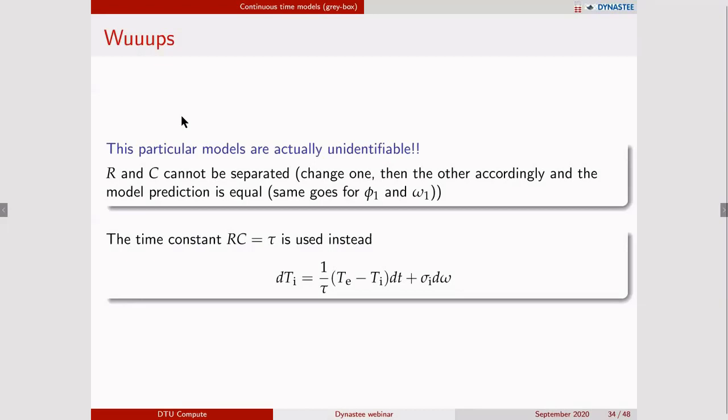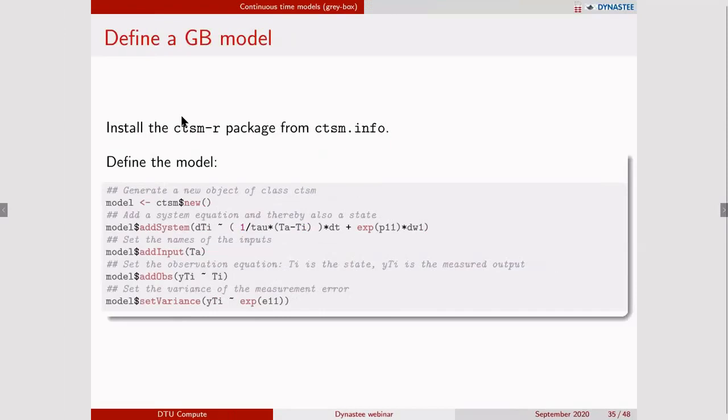All right, so now we'll try with this model to fit it to data, and we will use this package CTSM-R and write it in R like this. We load the package, and then we get this class, which is called CTSM. And then we can have an object of that class, and then we have functions where we can define the model equations. And we can say which of these variables up here were actually inputs. And we need to add the observation equation.